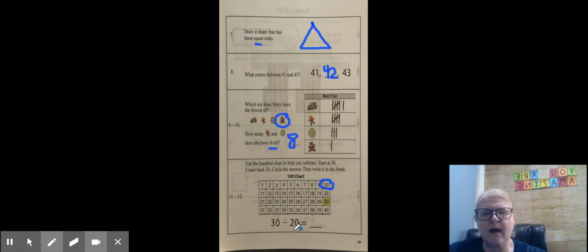Now, if you didn't want to count by tens, you could count back by 20. 1, 2, 3, up to 20. And you would get the same answer. So 30 minus 20 equals 10.